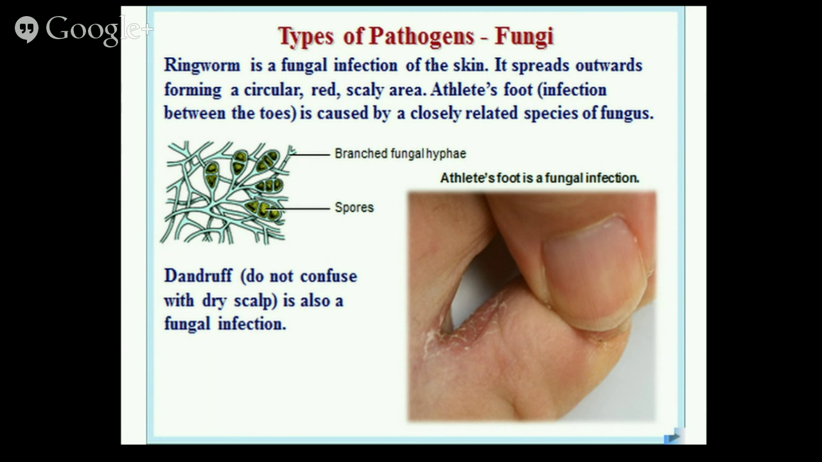Now, the way fungi spread, if you look at this diagram here, you've got these things called hyphae, and on the end you've got spores, and it just spreads. In fact, the biggest living organism in the whole world is a fungus, because it's just spread over such a long way that they say it's the biggest living thing, even bigger than the blue whale.